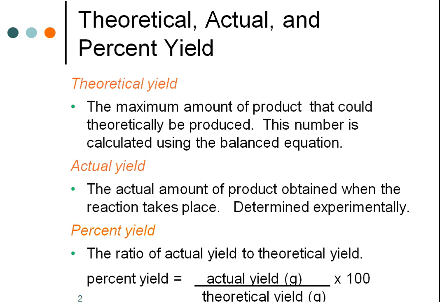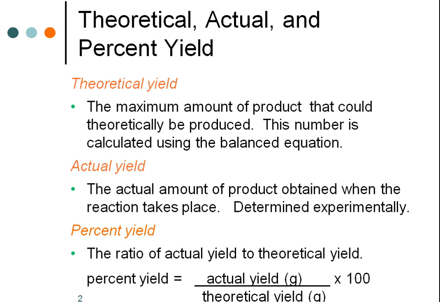This is your ideal pie in the sky number. If everything happens perfectly in the lab, every atom goes exactly where it's supposed to go, and nothing is lost by error or to the environment, this is the amount of product that you would get. This number is calculated using the balanced equation, so you'd pretty much do a roadmap problem. You start with 10 grams of reactant, do a roadmap problem, including the mole ratio step, and you get 15 grams of product. That 15 grams of product would be your theoretical yield.